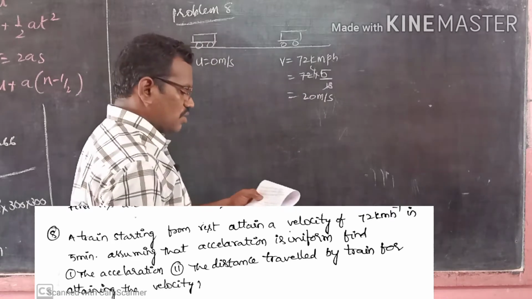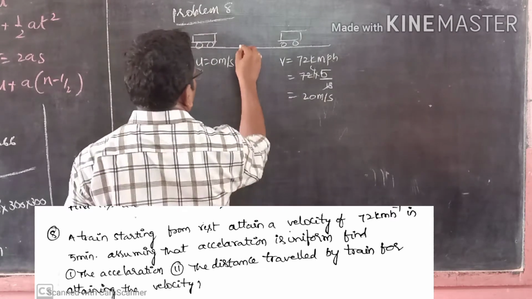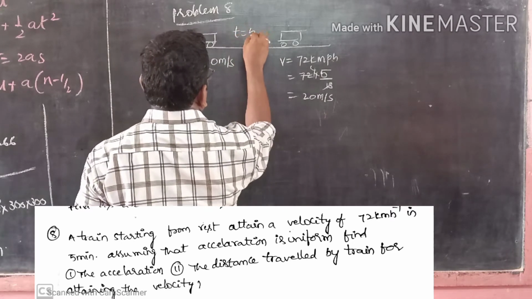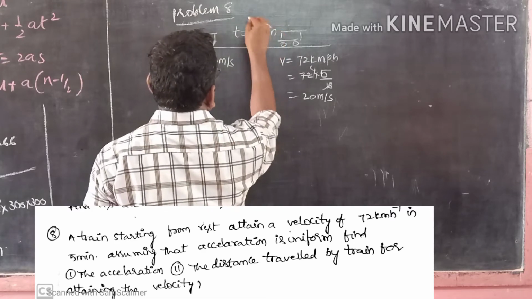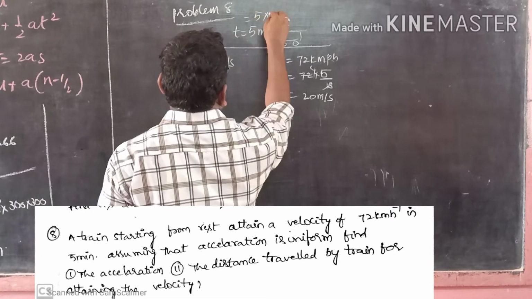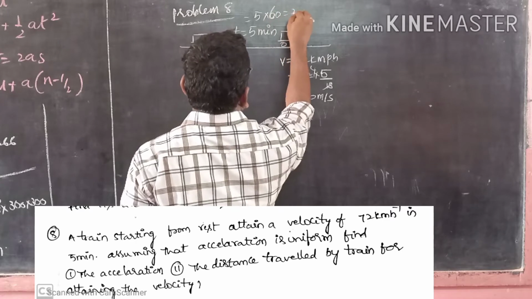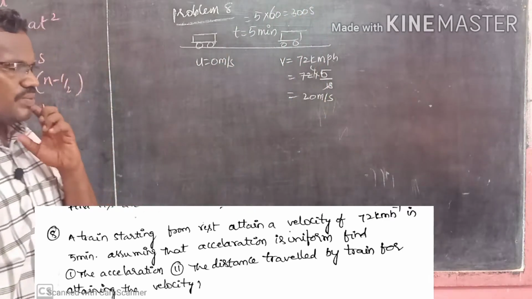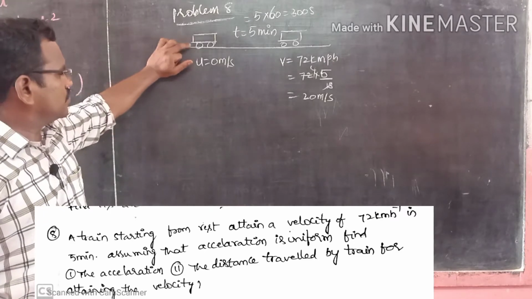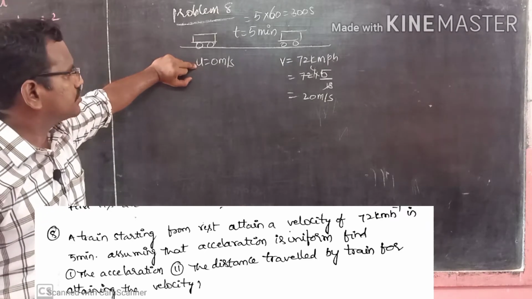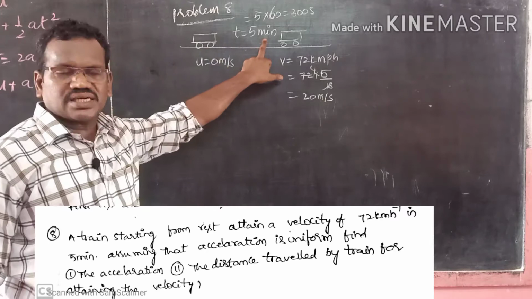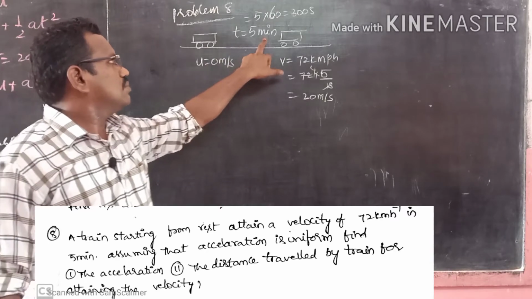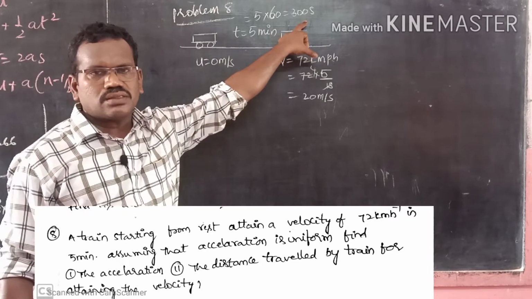In how much time? 5 minutes. So t is equal to 5 minutes, that is equal to 5 into 60 seconds, 300 seconds. Now see that problem. A train which started from rest and travelled a certain time, that is 5 minutes, meaning 300 seconds it has covered.